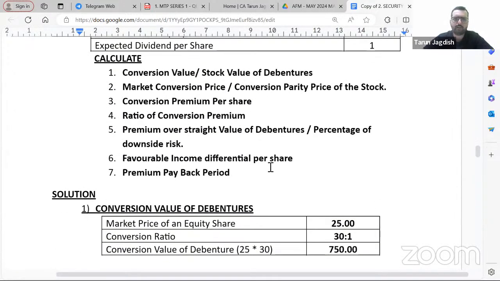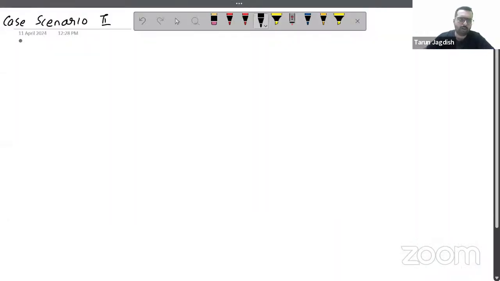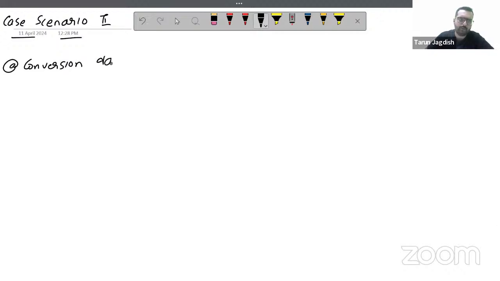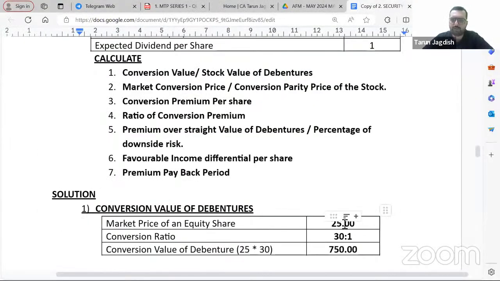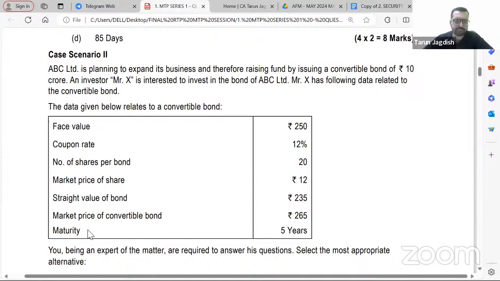First thing that we had learned was conversion value of debenture. So here, what will be the first thing that we will have to do? Conversion value of a bond. So how did we actually work out the conversion value of debenture? We took the market price of one equity share and we found out the conversion ratio. So tell me here, what is the market price of one equity share? Convertible bond is 265, 12 rupees per share. And they are talking about a conversion rate of how much over here? 20. Number of shares per bond is, per bond, 20.